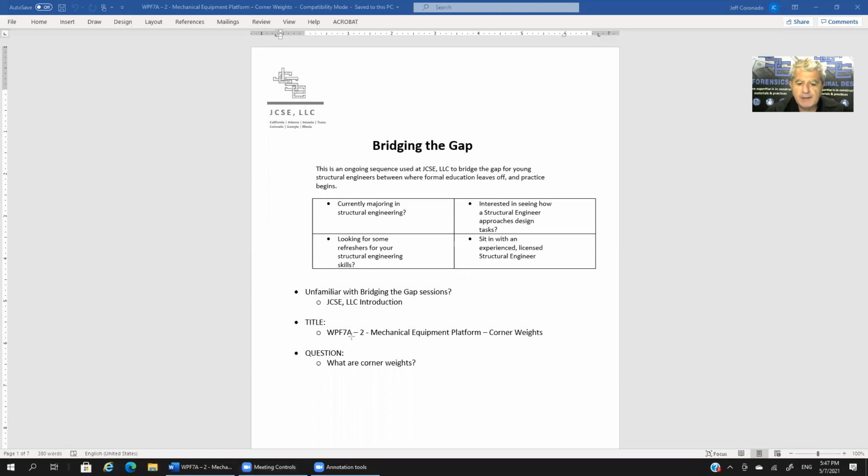And what we've got is a session in WPF7A. I believe this is the second session, so it's for mechanical equipment platforms. And in particular, what we're covering here are corner weights. Okay, so what are corner weights?